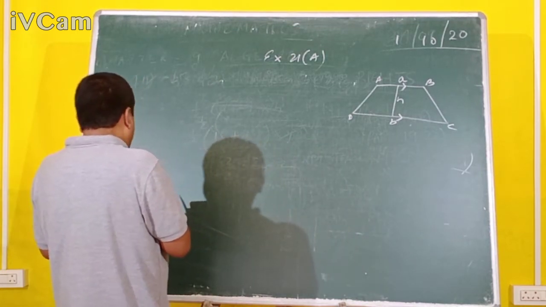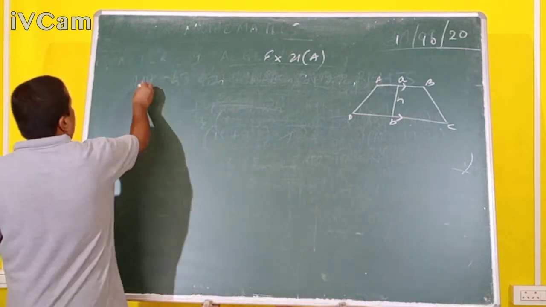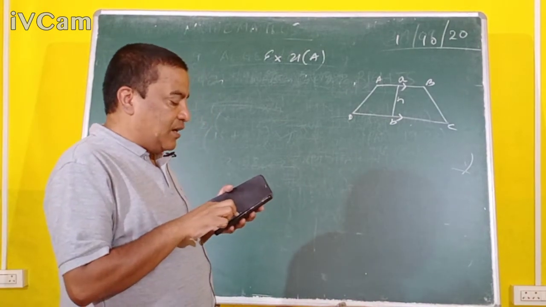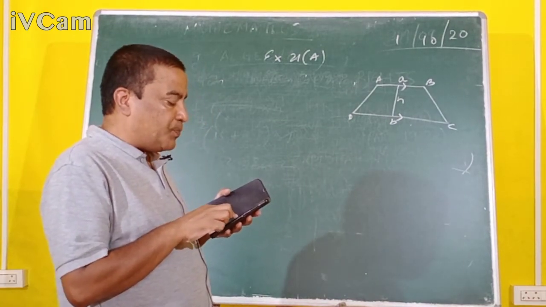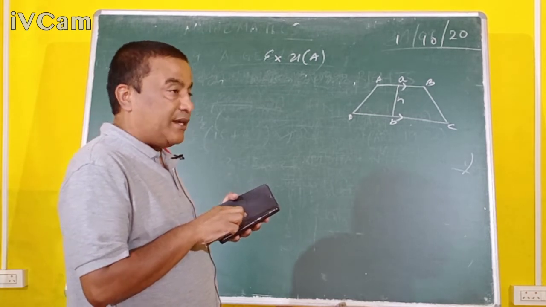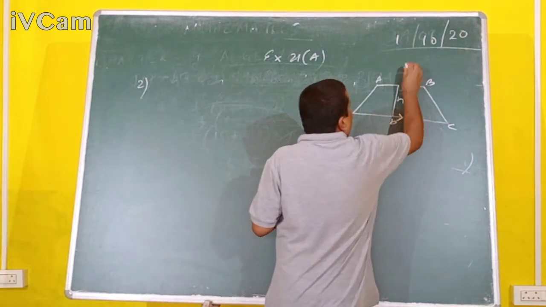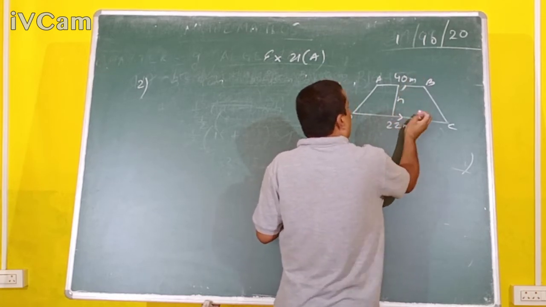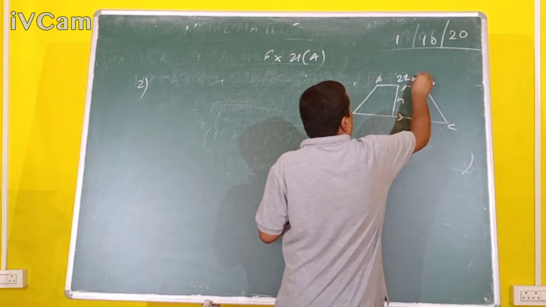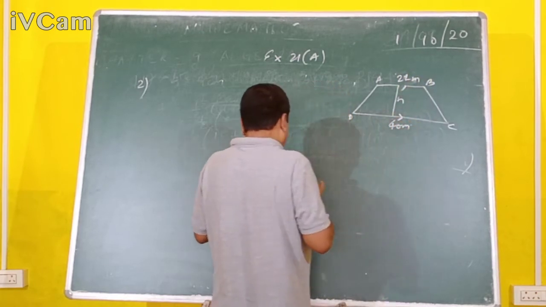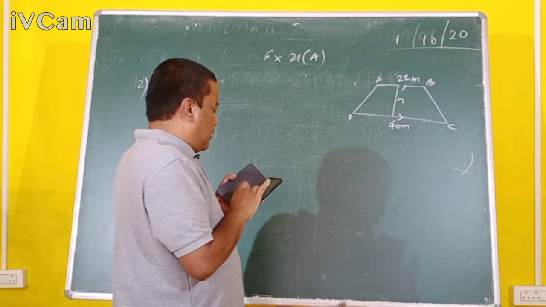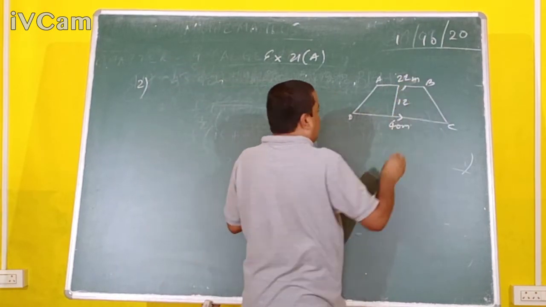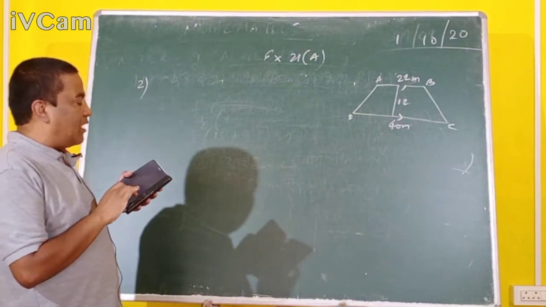After that, question number 2. This is a word problem where you have to identify which one is A, which one is B and which one is height. A garden is in the form of a trapezium whose parallel sides are 40 meter and 22 meter. It's the same thing either way. And the perpendicular distance between them is 12. Perpendicular distance means height, 12. You have to find the area of the garden.